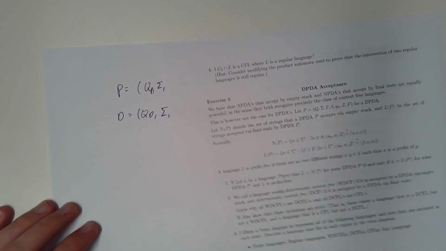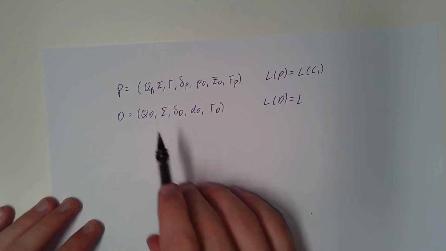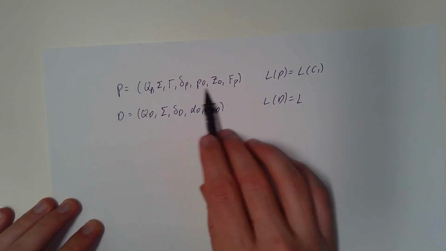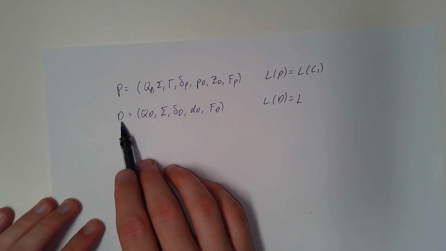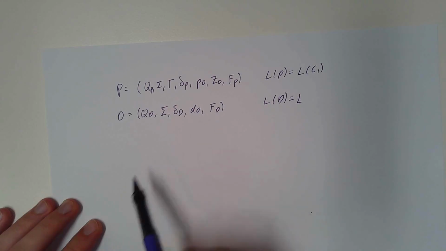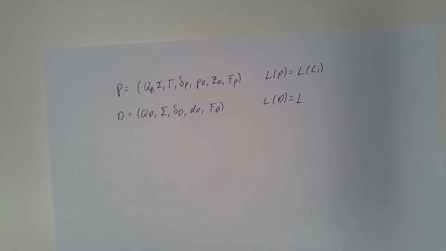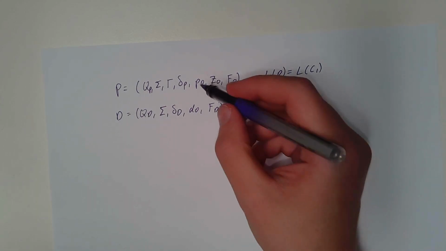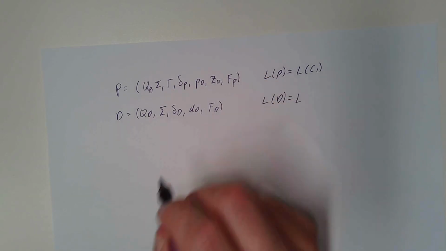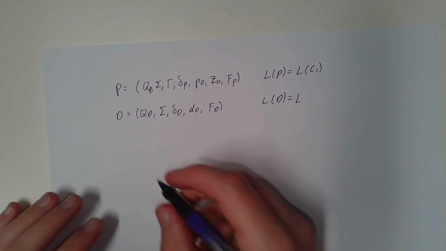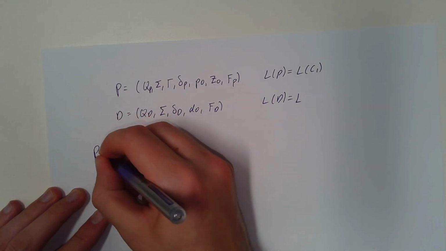So let's see how we can do this formally. If I've got some push-down automaton described as a 7-tuple and some DFA described as a 5-tuple, how can I construct a new PDA that accepts if and only if both of these do? I basically simulate both machines at the same time. So I'm going to make a new machine.